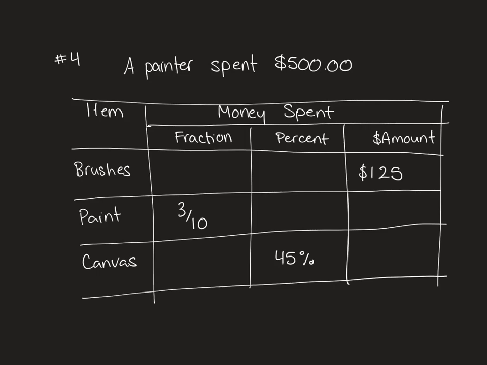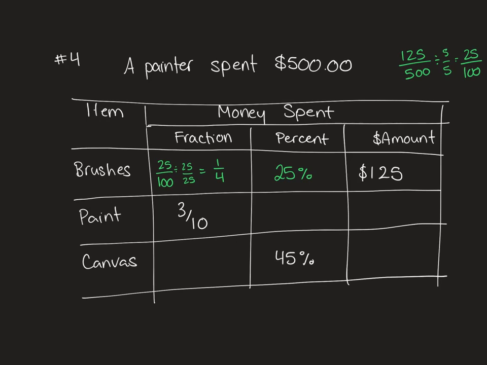So our first step is to figure out what percent 125 is out of 500, because they spent 125 on brushes out of $500. So to find the percent, I need to divide by 5, and so that would give me 25 out of 100, which tells me that is 25%. So then we know that this means our fraction is 25 out of 100, and if we wanted to simplify it, we could divide by 25, and that gives us 1/4. So either number is fine to have in your fraction.